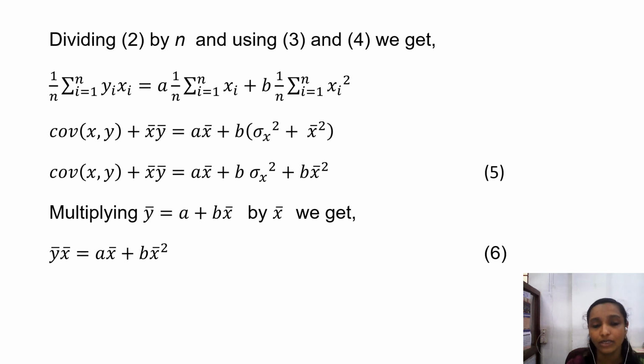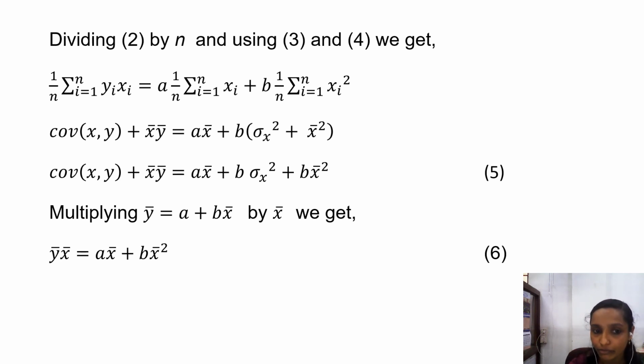Now we take the second normal equation. We divide the second normal equation by n so that the equation reduces to 1 by n summation yi xi equals a into 1 by n summation xi plus b into 1 by n summation xi square. Now we use the result in 3, which is in terms of covariance, and in 4, which is in terms of variance of x, in the obtained equation, and it will reduce to covariance between x and y plus x bar y bar equals a x bar plus b (sigma x square plus x bar square).